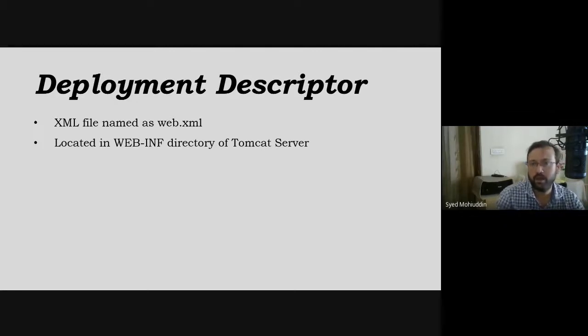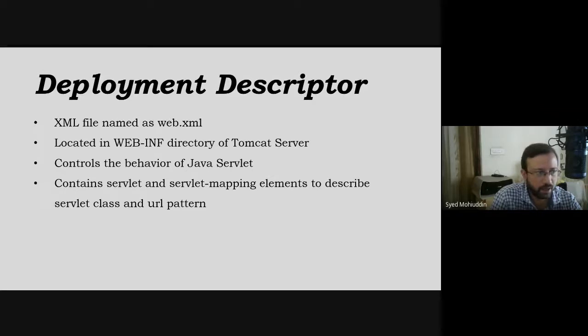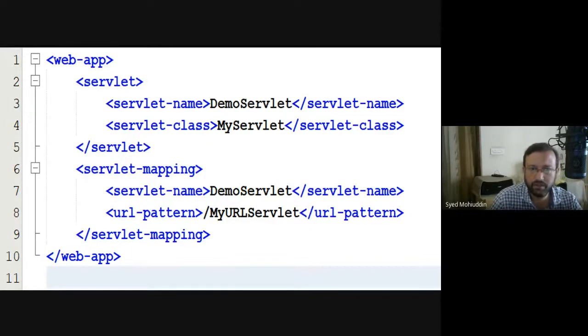The basic purpose of this deployment descriptor is that it controls the behavior of the Java servlet: how the Java servlet should execute, or what URL pattern is used for the Java servlet to execute. So basically, it contains the servlet class name as well as the servlet mapping. And obviously, there is a link between the servlet name, the servlet class, and the URL pattern. So here is an example of a deployment descriptor.